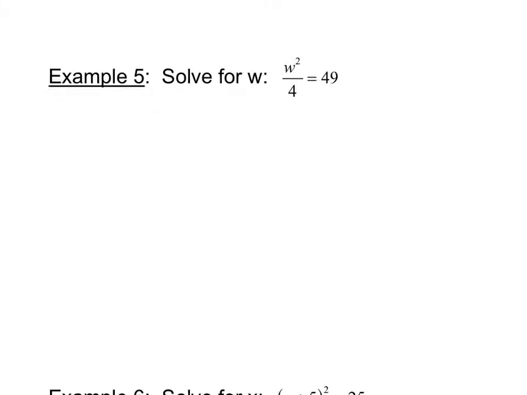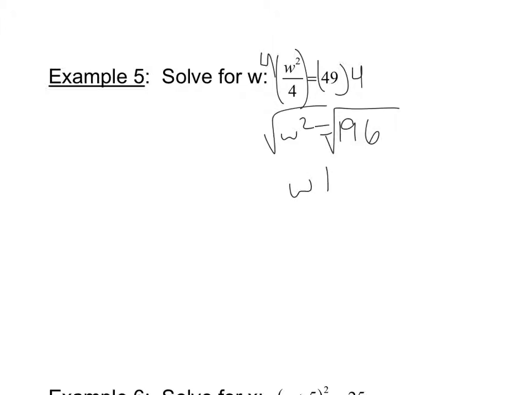Here, again, w squared is by itself, so multiply by 4. You get w squared equals 196, square root. You get w equals plus or minus 14. Let's keep going.